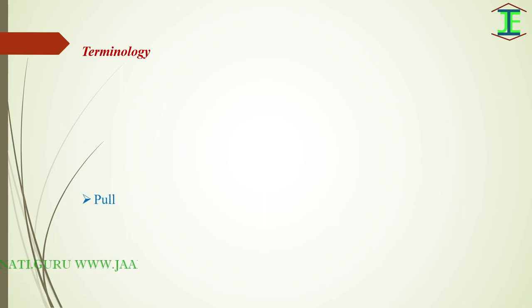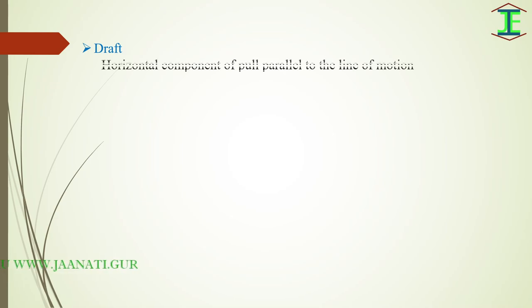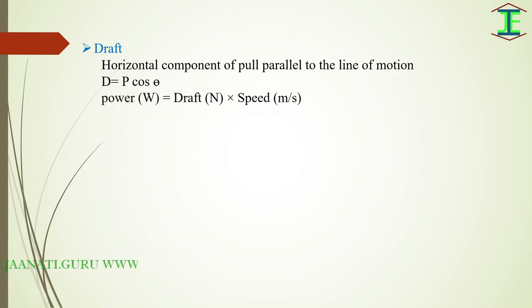Next one, pull. Pull is the total force which is required to pull an implement. The total force is called pull. Draft. Draft is the horizontal component of pull which is parallel to the line of motion. It is termed as D equals P cos theta. P is the pull and theta is the angle. So the formula of power is draft into speed.